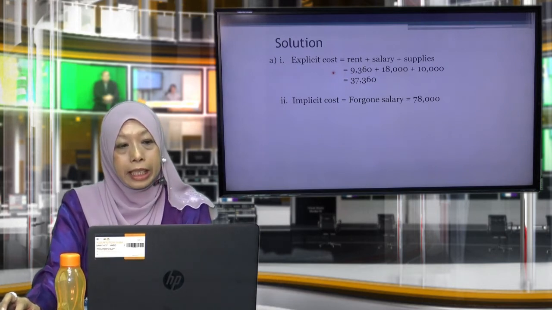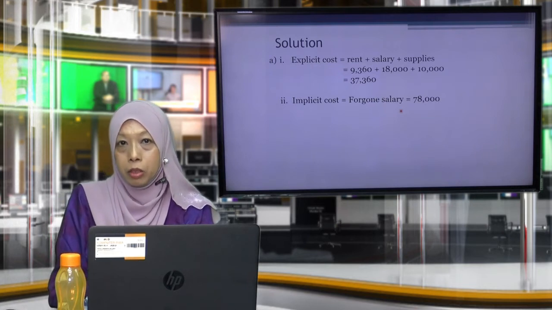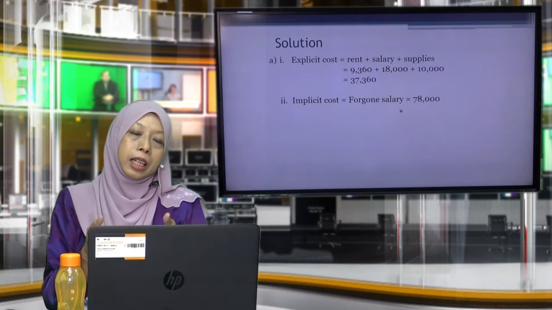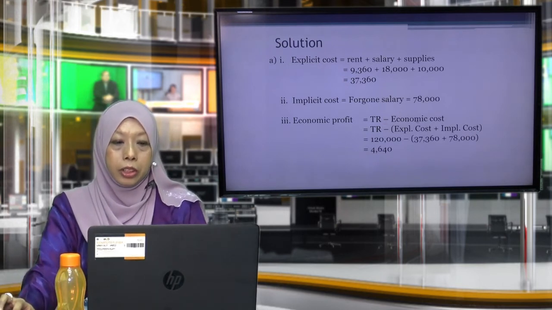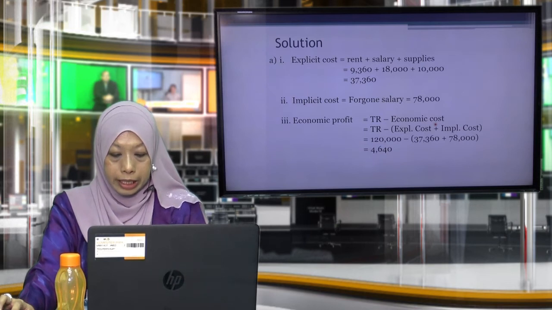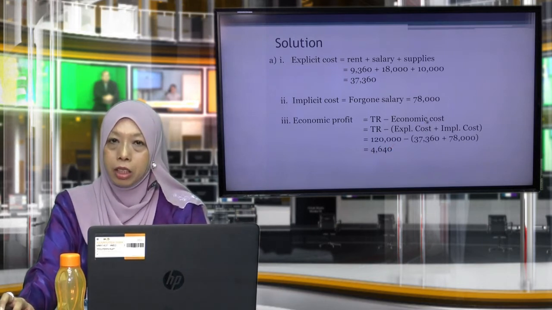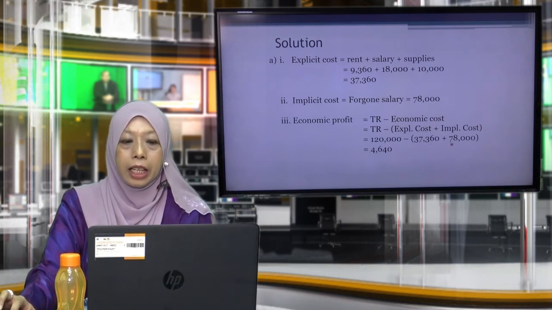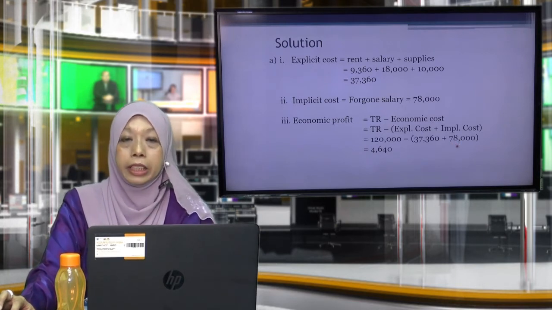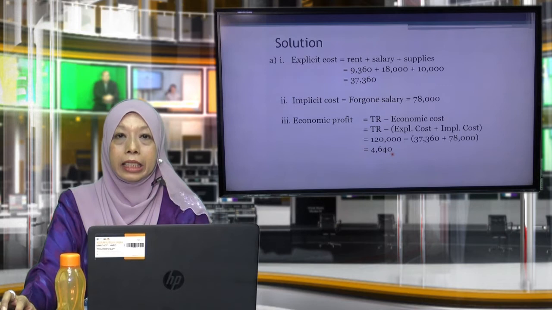Now that you have already calculated explicit cost and implicit cost, we would like to identify how much profit Harry would earn. Remember, the most appropriate calculation of profit is going to be economic profit. Economic profit is the difference between total revenue and economic cost. Harry has already identified that the total revenue per year is going to be 120,000. Economic cost here comprises both explicit cost and implicit cost. We have already calculated the two values, 37,360, and then you add it to the implicit cost, which is 78,000. So this brings us to a total of 4,640 as the economic profit.